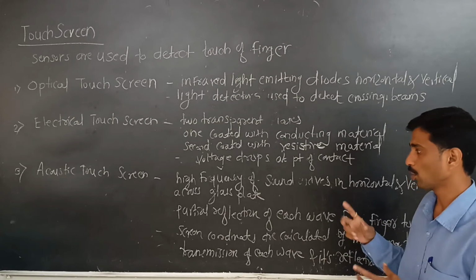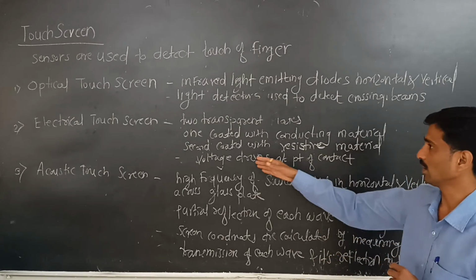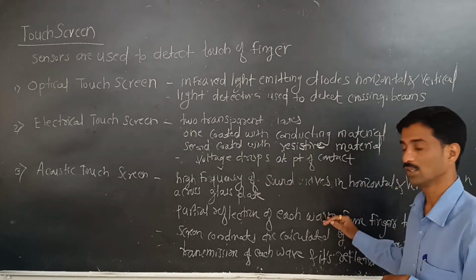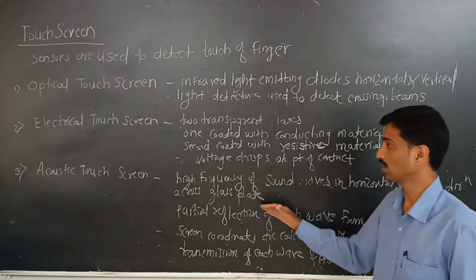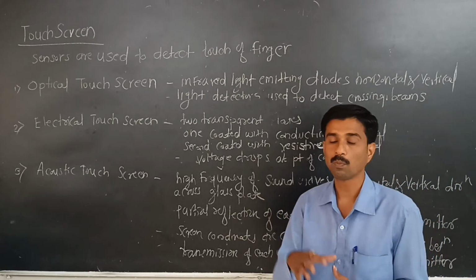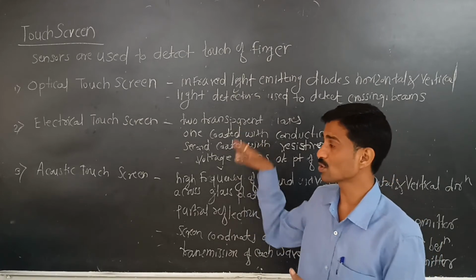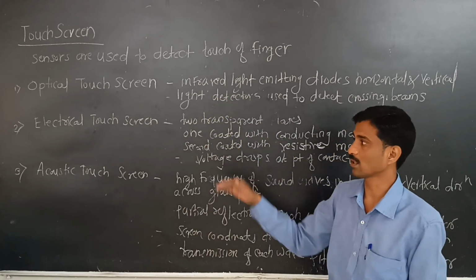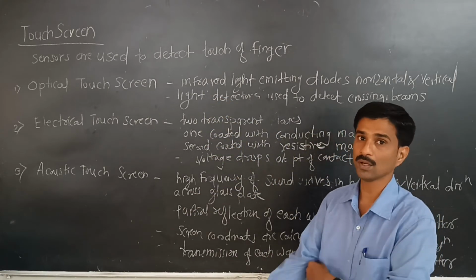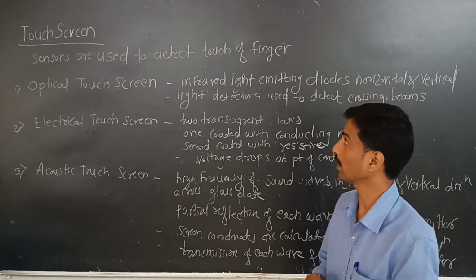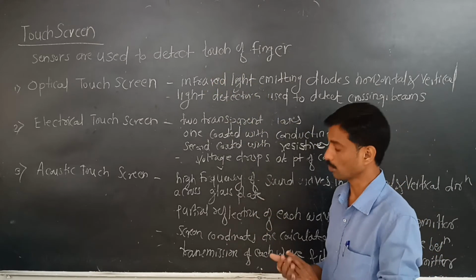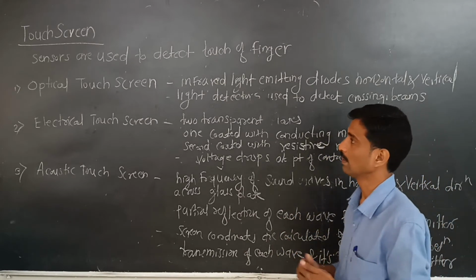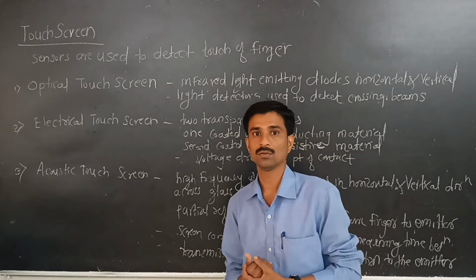It will observe the reflection of each wave from the finger up to the emitter. As in the electrical touch screen we observe voltage drop, here we observe the reflection of each wave, and depending on that we can calculate the point of contact. So the main aim is to find the point of contact. In each touch screen there may be a different mechanism to calculate the point of contact, or to detect the touch of the finger. So this is all about the touch screen.